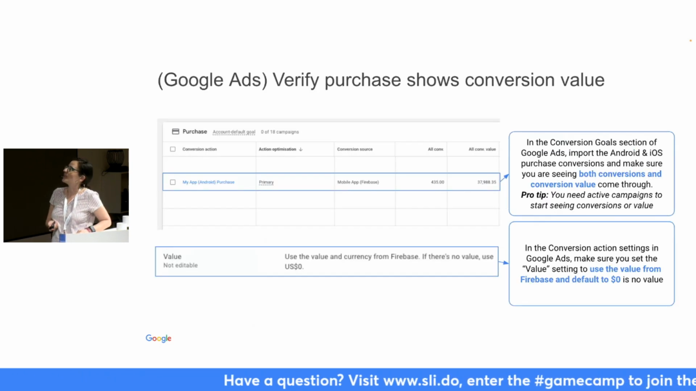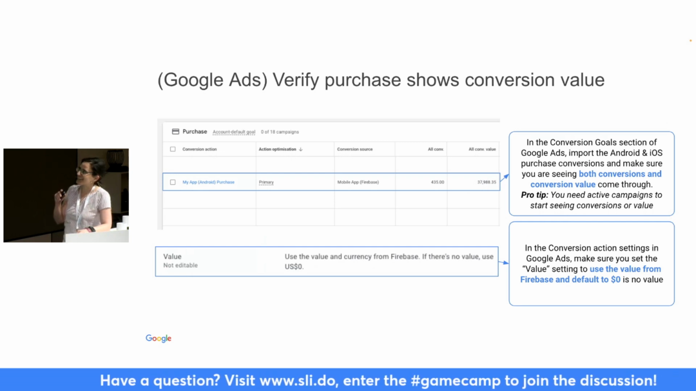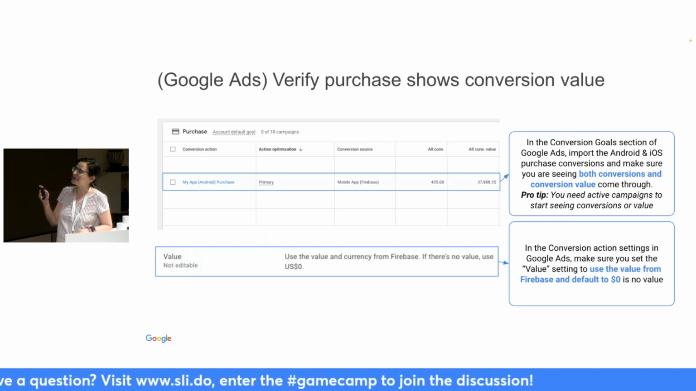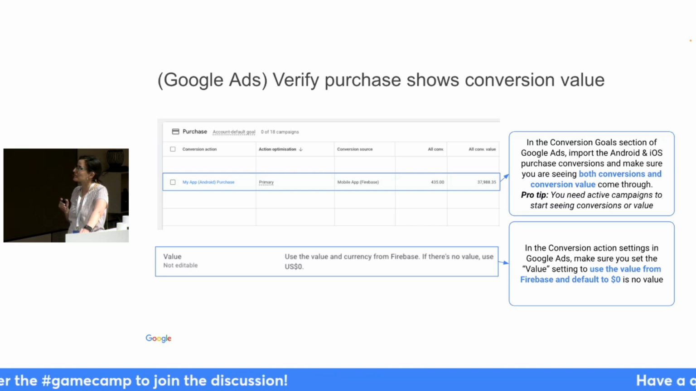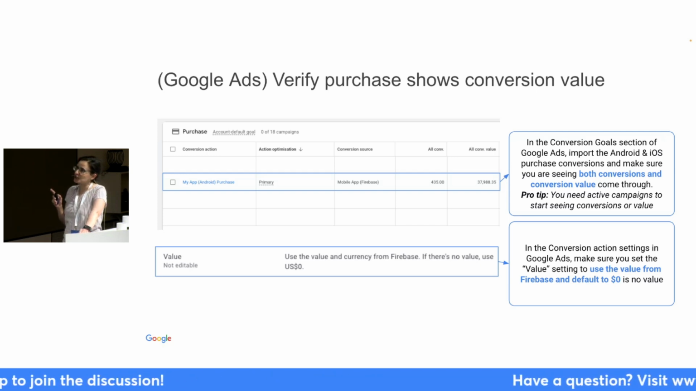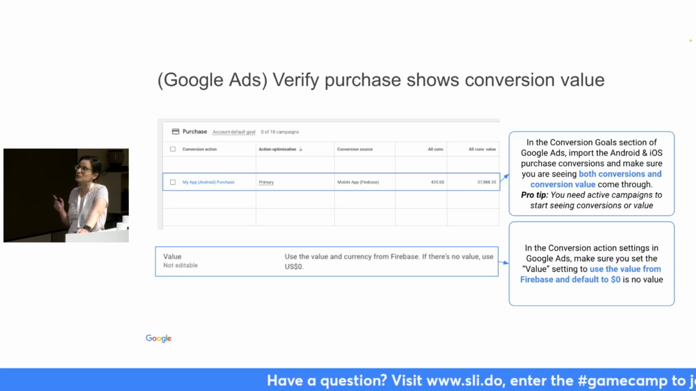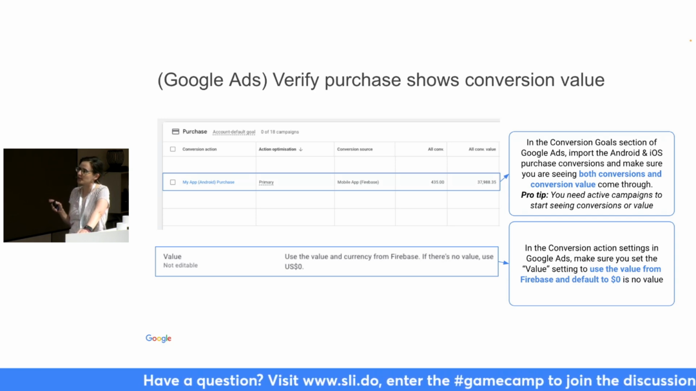And in Google Ads, that you can see actually some conversion value. And this time, of course, you should again see some conversion numbers. And again, the note that you need to have actually active campaigns. So if you see zeros, but you don't have any active campaigns, don't freak out.